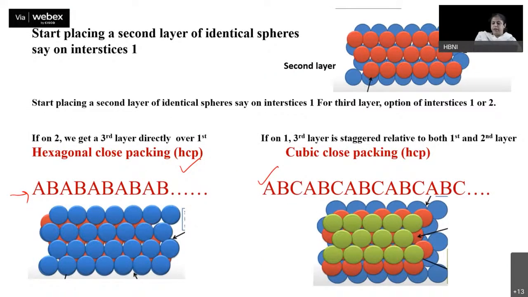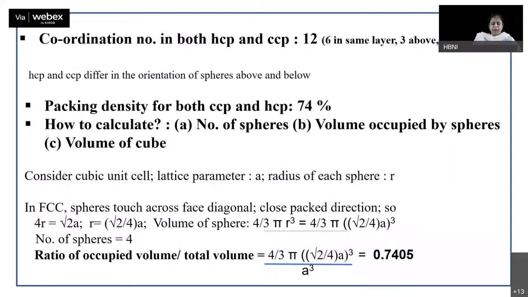So coordination number in HCP and CCP are 12. Packing density for both CCP and HCP is 74%, and it is actually impossible to attain better density than CCP and HCP. That is why most of the metals crystallize in either one of these close packings.